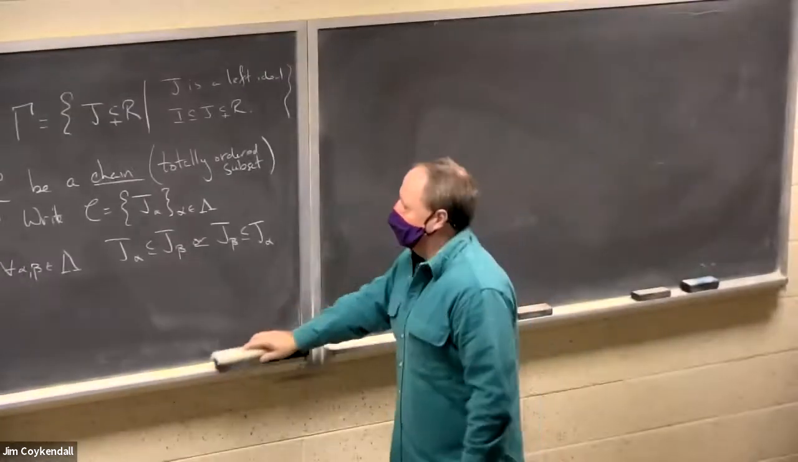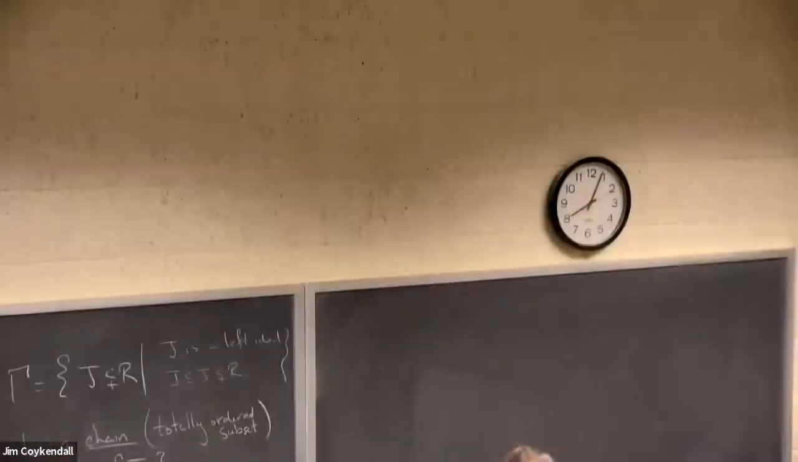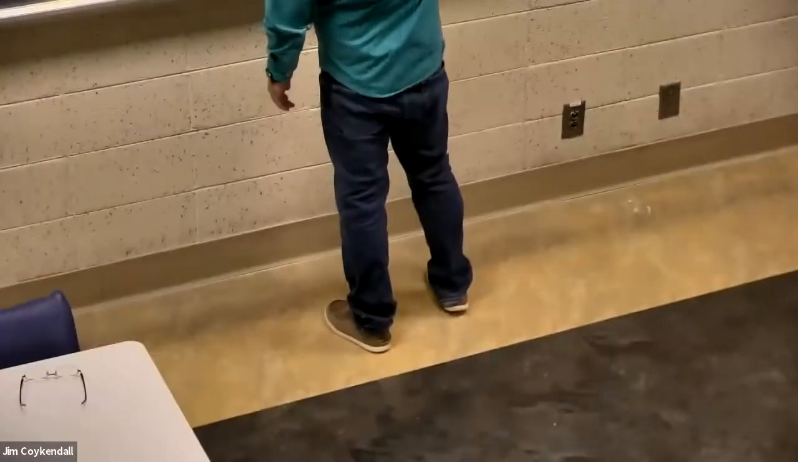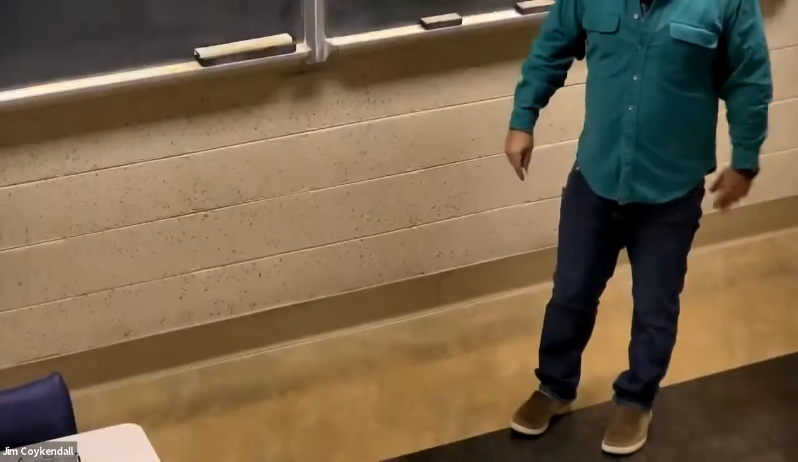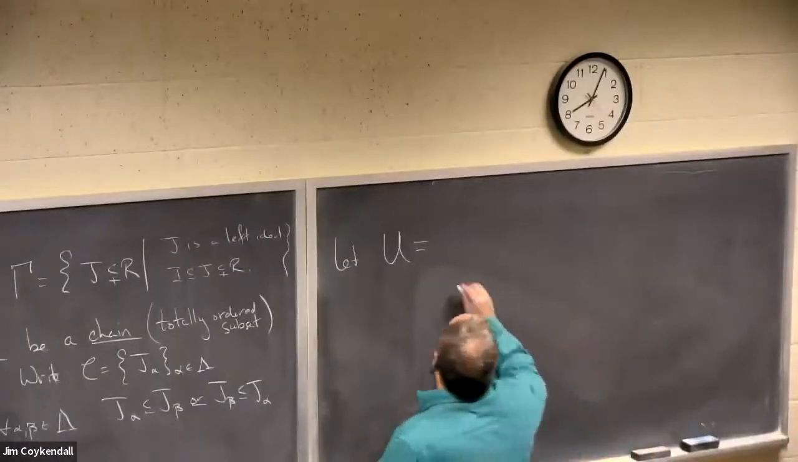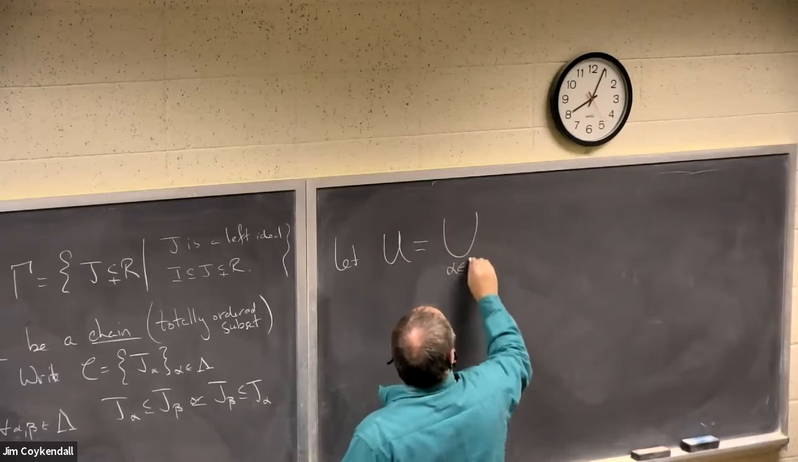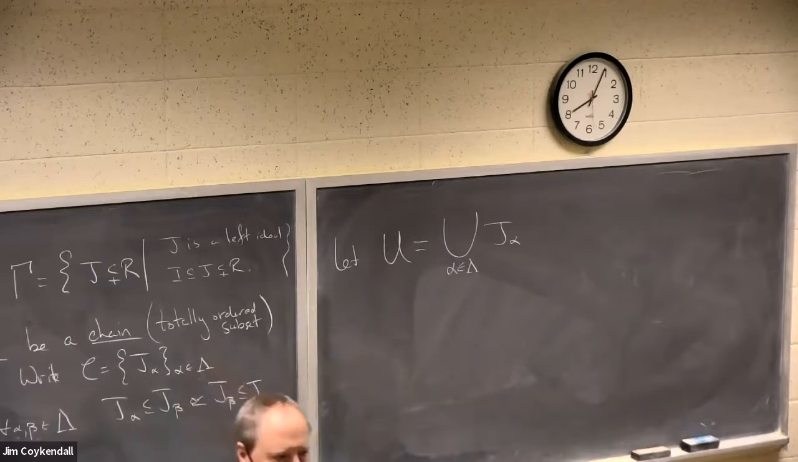Now, we need to find an upper bound for this chain C. So let us do what is probably bulldozery, throwing the kitchen sink at it, but let's hope this works. Just take the union of this chain, and I'm going to call this U. Now, I claim that that is my upper bound for my chain, and that it's in gamma.